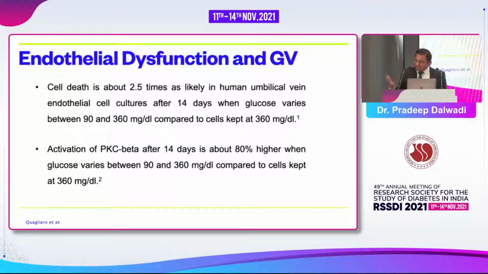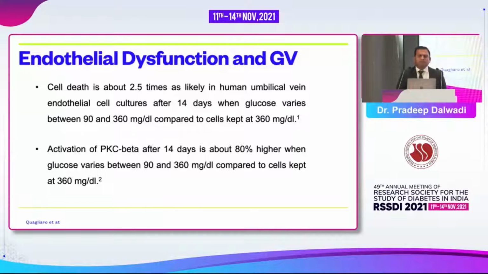Do we have studies at a cellular level? Yes, we do have studies telling us that glycemic variability can lead to endothelial dysfunction. This was a very nice study done by Quagliaro et al. He has shown that cell death, that is apoptosis, is quite high in human umbilical vein endothelial cells when the cells were exposed to variable blood glucose levels, between 90 and 360, as compared to cells exposed to a constant high blood glucose level. When cells were exposed to variable blood glucose levels, the rate of apoptosis was quite high. On top of that, the activation of the protein kinase C pathway is 80% higher than in cells kept at a higher blood glucose level.